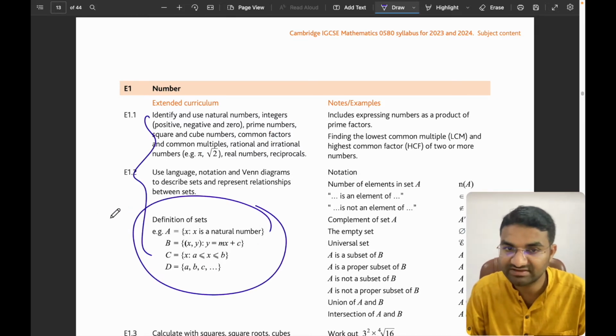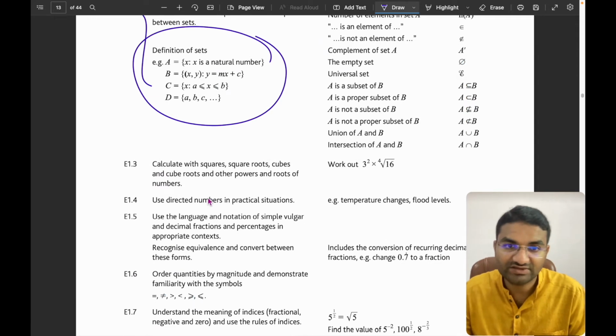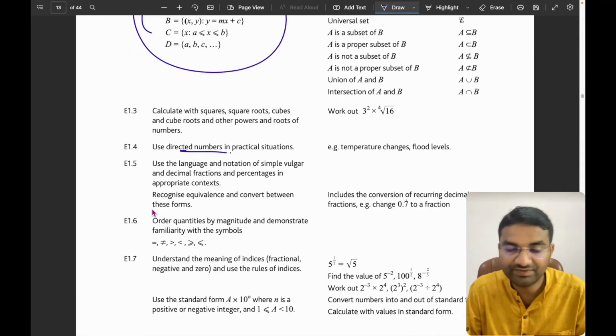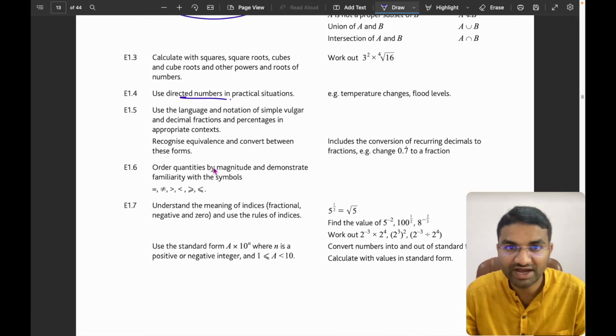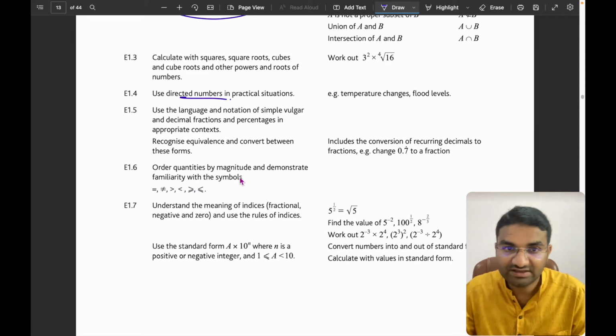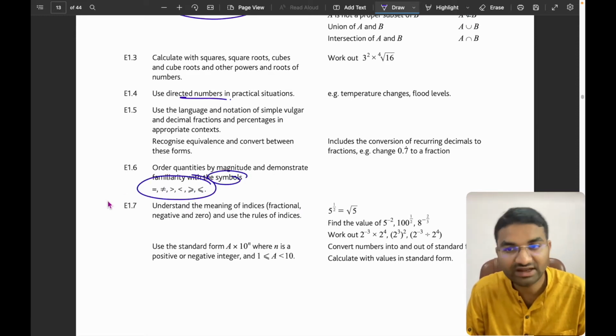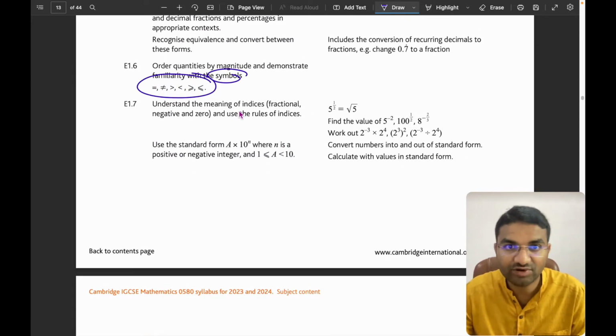Extra thing is the set part here. Next, square, square root, then directed numbers, which basically means integer numbers, then equivalent fractions, decimals, percentages. Then the use of these symbols: equal to, greater than, less than, greater than or equal to, less than or equal to. Then the indices part.